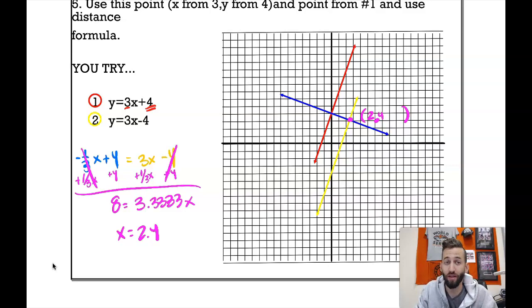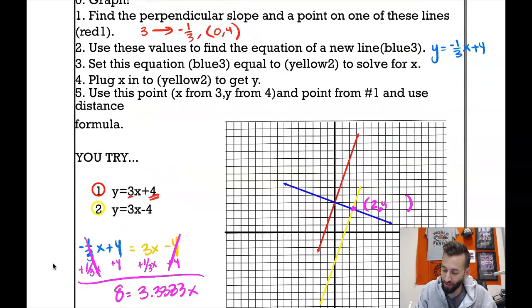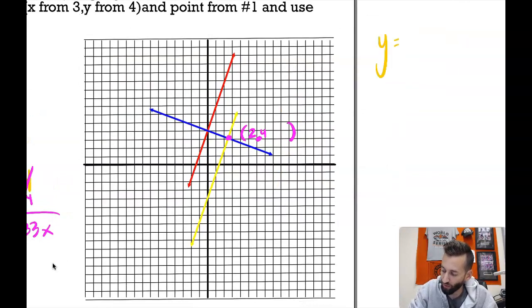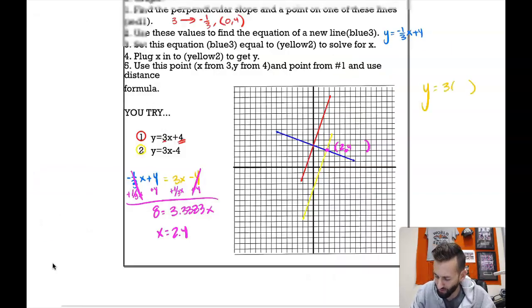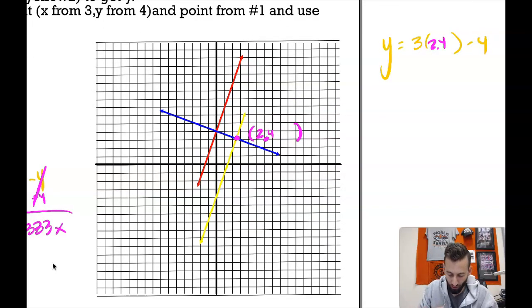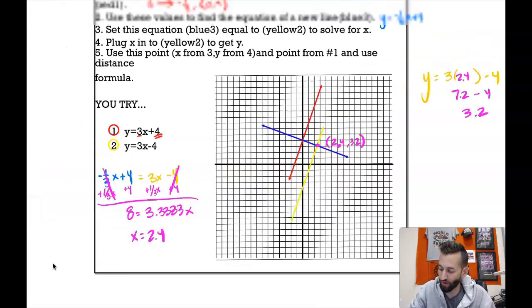I just need to figure out the y. So that's the next step, is to plug into the yellow equation. So let me get my yellow equation back out. Okay. Here's my yellow equation. I'm running out of space here. y equals 3x minus, is it minus 4? Minus 4. And my x value was 2.4. So 2.4 times 3 minus 4 is 3.2. Okay, so I just multiply that out and solve. So 7.2 minus 4 is 3.2.